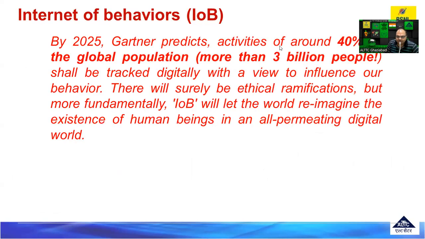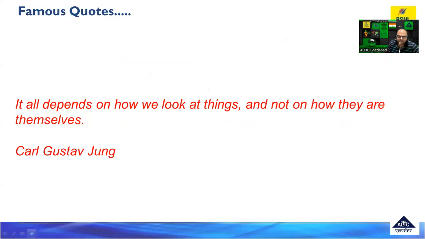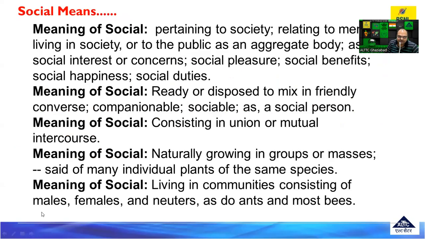And this one is sufficient. By 2025, Gartner predicts that activities of around 40% of the global population, more than 3 billion people, will be tracked digitally with a view to influencing our behavior. There will surely be ethical ramifications, but more fundamentally, IoB will let the world reimagine the existence of human beings in an all-permeating digital world. And further, it all depends on how we look at things and not on how they are themselves. So this is the psychological meaning.